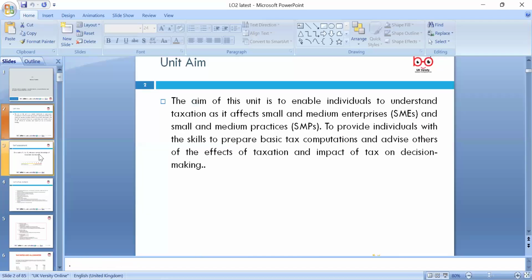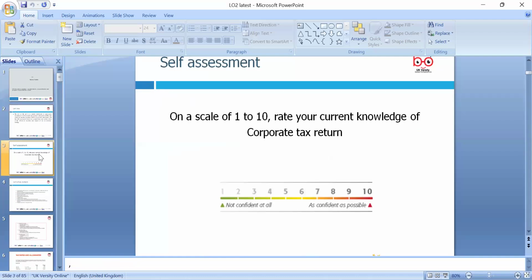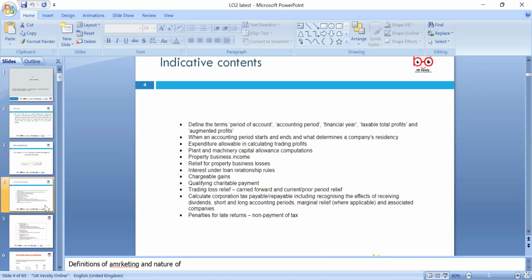We already discussed the aim of this unit. It's always good to reflect on how much you know about the corporation tax return. Please define the term, the period of accounts. We already indicated the contents. We look at the financial years, taxable total profit, augmented profit, when the accounting period starts and when it finishes, the expenditure allowable in calculating the trading profit, and plant and machinery capital allowance.